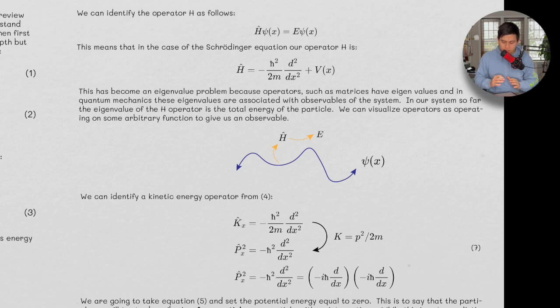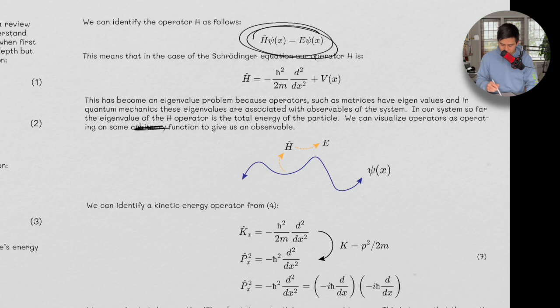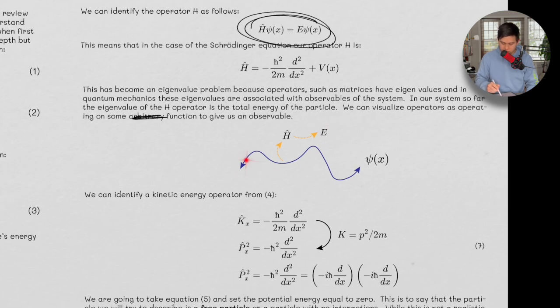Okay, and we can visualize operators as operating on some function to give us an observable. So we have some function, again, not really arbitrary, right? It's arbitrary to a degree insofar that it has to obey this differential equation. But you have some function, operate on it with H, and when you do that operation, you should get an energy associated with that operation. The energy, again, is just the scale by which you are scaling this function up or down.